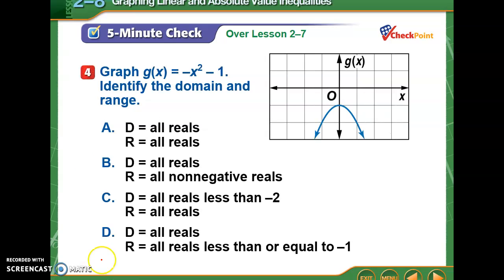Alright, so number 4, how about this one? G of x equals negative x squared minus 1. Okay, so this is a parabola. From the mother graph, instead of facing up, it is facing down because it is negative. Okay, and then you have minus 1, that means you go down 1 point and it's facing down. Okay, so that's how you graph that. Alright, so here you can use any values of x, so domain, all real numbers, and then for your range, what's the maximum here? This is negative 1, so your range is y is less than or equal to negative 1. So the best answer here is letter D. Okay?